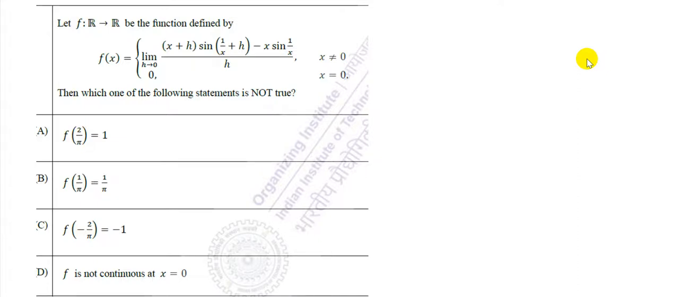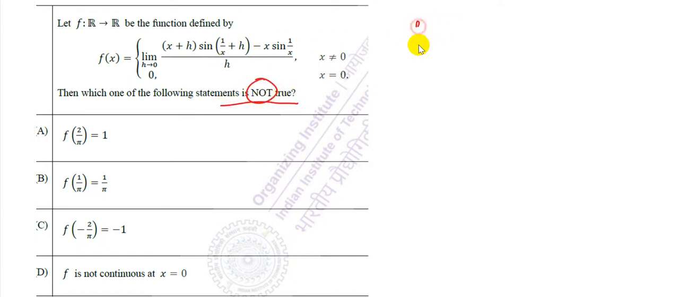Today we are going to discuss the mathematical statistics paper of JAM 2022. Here's the first question. There is a function defined in the real domain as limit of h tending to 0 of this expression when x is not equal to 0 and is 0 when x is equal to 0. Then which of the following statements is not true?